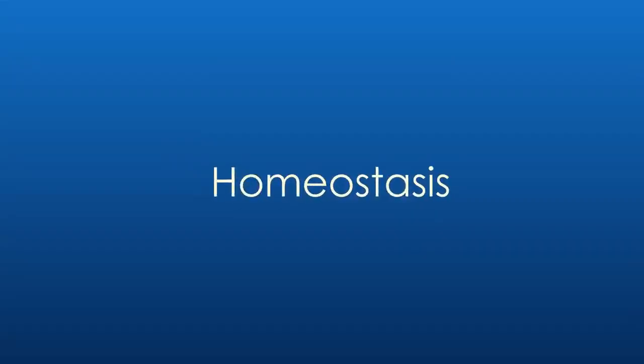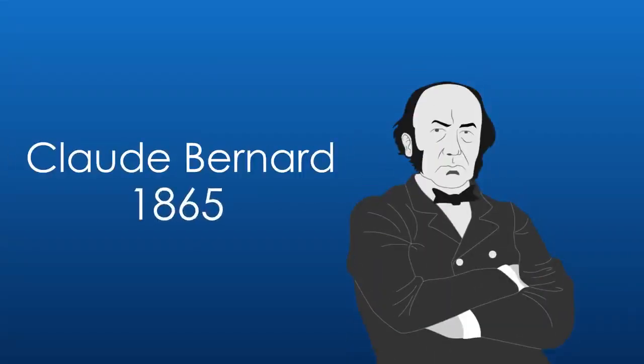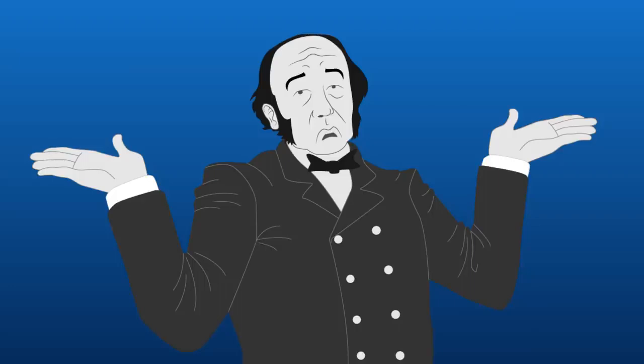So what is homeostasis? Homeostasis is a term first defined by Claude Bernard in 1865. It means maintaining a constant internal environment. Wow, great. That really explains it, doesn't it? Let me try and make it a bit clearer then.